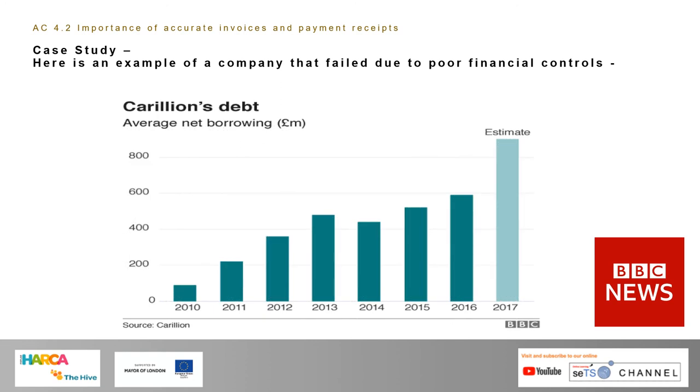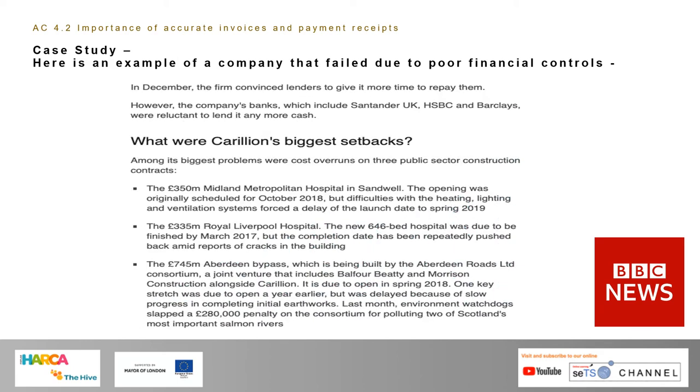And as you can see, Carillion's debt, with its average net borrowing, grew since 2010 to over £800 million in 2017. And that's estimated. In December, the firm convinced lenders to give it more time to repay them. However, the company's banks, which included Santander UK, HSBC and Barclays, were reluctant to lend it any more cash.